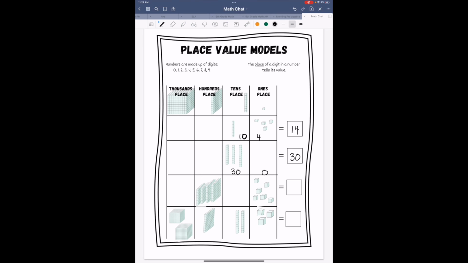Here we have 4 in the hundreds place, so that's worth 400. We have 0 in the tens place, and we have 6 in the ones place, so that's worth 6. 400 plus 6 is 406. Here we have 2,000 in the thousands place, 100 in the hundreds place, 20 in the tens place, and 3 in the ones place. So this number is 2,123. How'd you do?